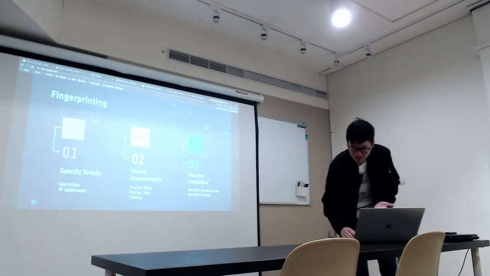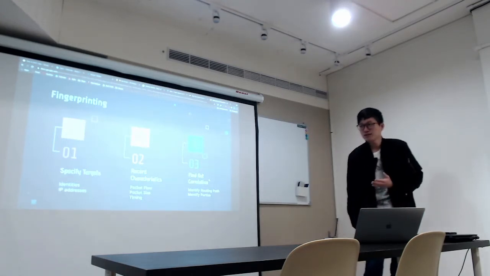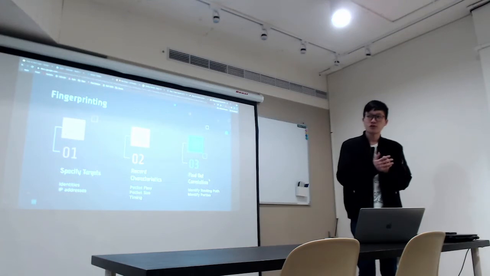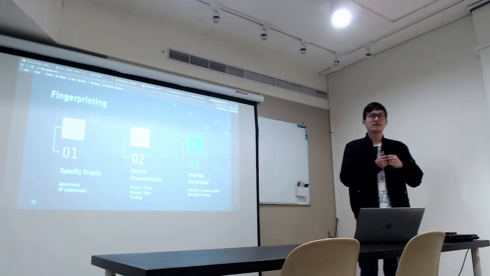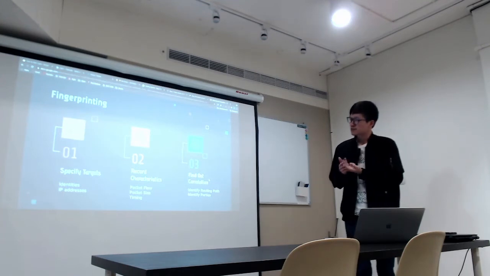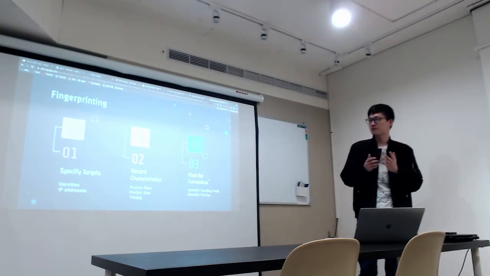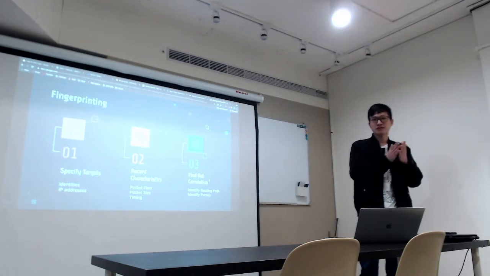So basically, if the attack goal is to de-anonymize someone, there are basically 3 steps. First, you have to specify a target, maybe an identity.